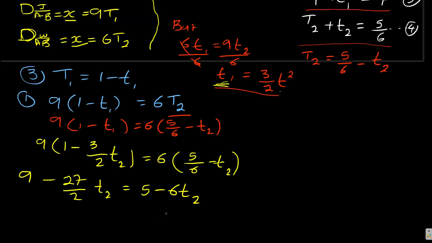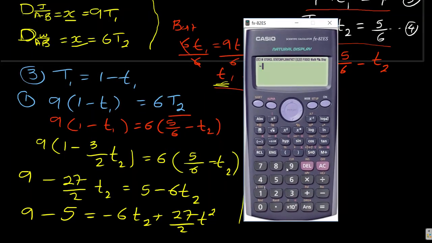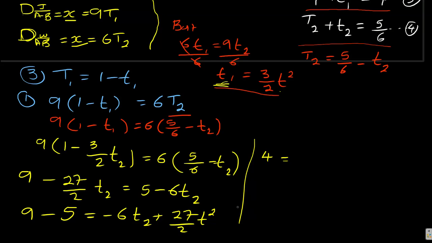And then if I simplify that, I can collect the like terms. I'll have 9 minus 5 is equal to minus 6 t2 plus 27 over 2 t2, right? And then with that, I'm going to have my 4 is equal to, if I use a calculator, negative 6 plus 27 over 2. I've got 15 over 2. So in here I will have 15 over 2 t2.